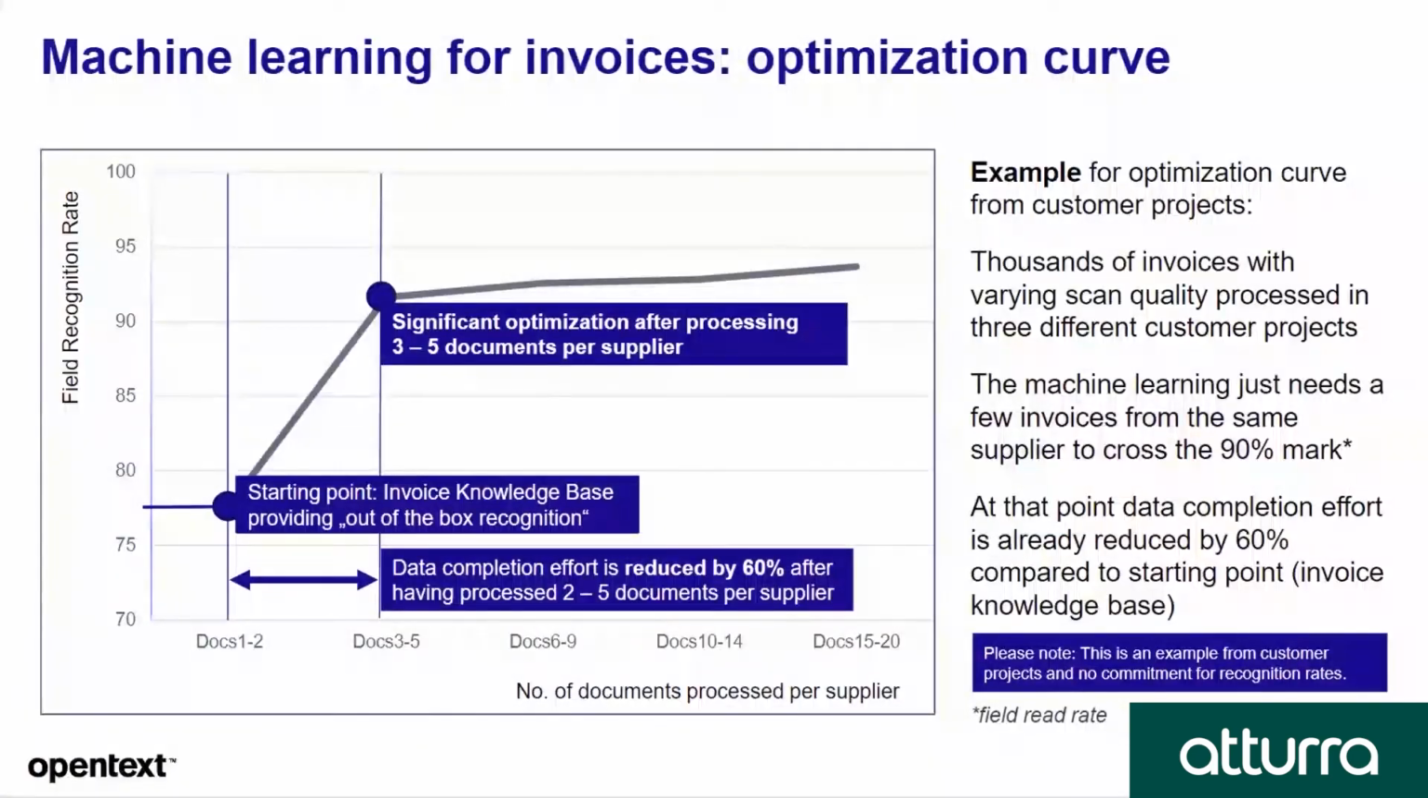Presented here are some stats from OpenText based on real customer implementations. What this graph is telling us is that when using Intelligent Capture, you can expect to get around 75 to 80% field recognition rate the first time the solution sees a new supplier invoice. But once Intelligent Capture has seen that same supplier invoice around 3 to 5 times, the recognition rate crosses the 90% mark, which is pretty impressive.